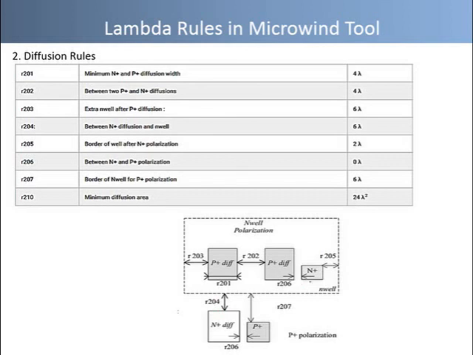Rule number 205 states that the border of N-well after N plus diffusion region must be at least 2 lambda. Rule 206 states that the minimum separation between N plus and P plus polarization can be 0 lambda. Rule number 207 states that the border of N-well must be far from P plus polarization by at least 6 lambda. And Rule 210 states that the minimum area of a diffusion region should be at least 24 lambda square.